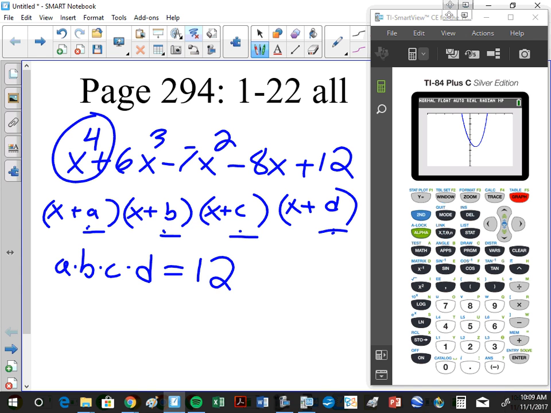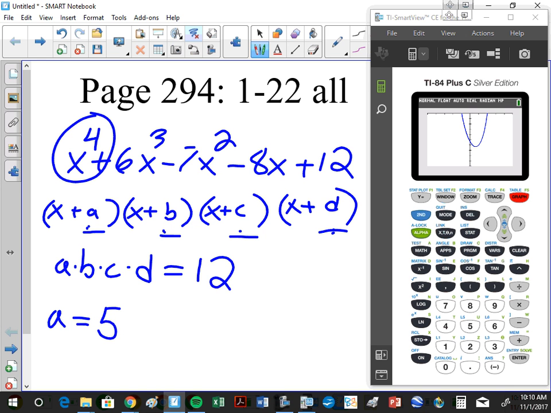So here's the important part. Make sure you watch this. Could A equal 5? No. Why not? 5 does not go into 12. Okay? Unless you end up with some kind of crazy, irrational root.